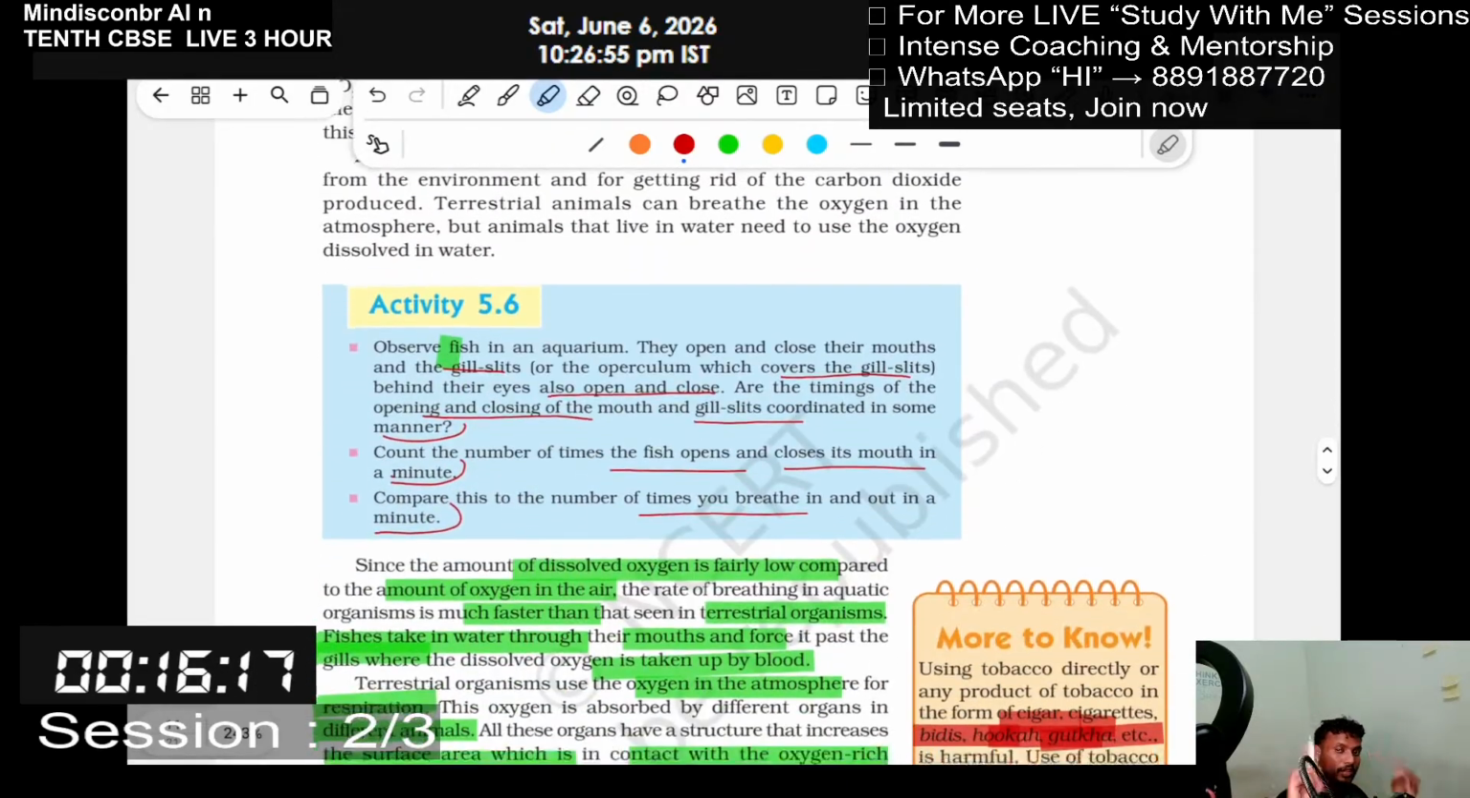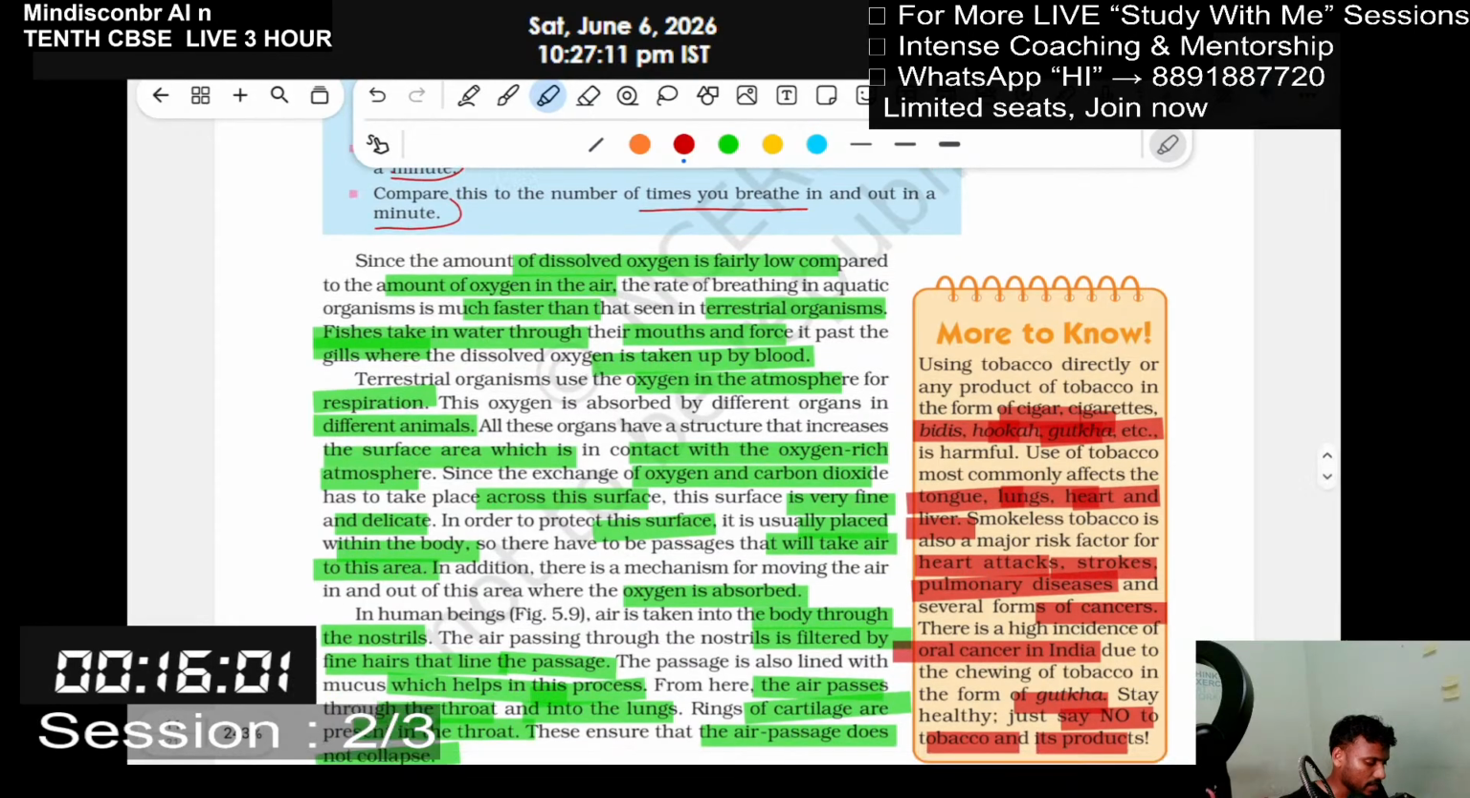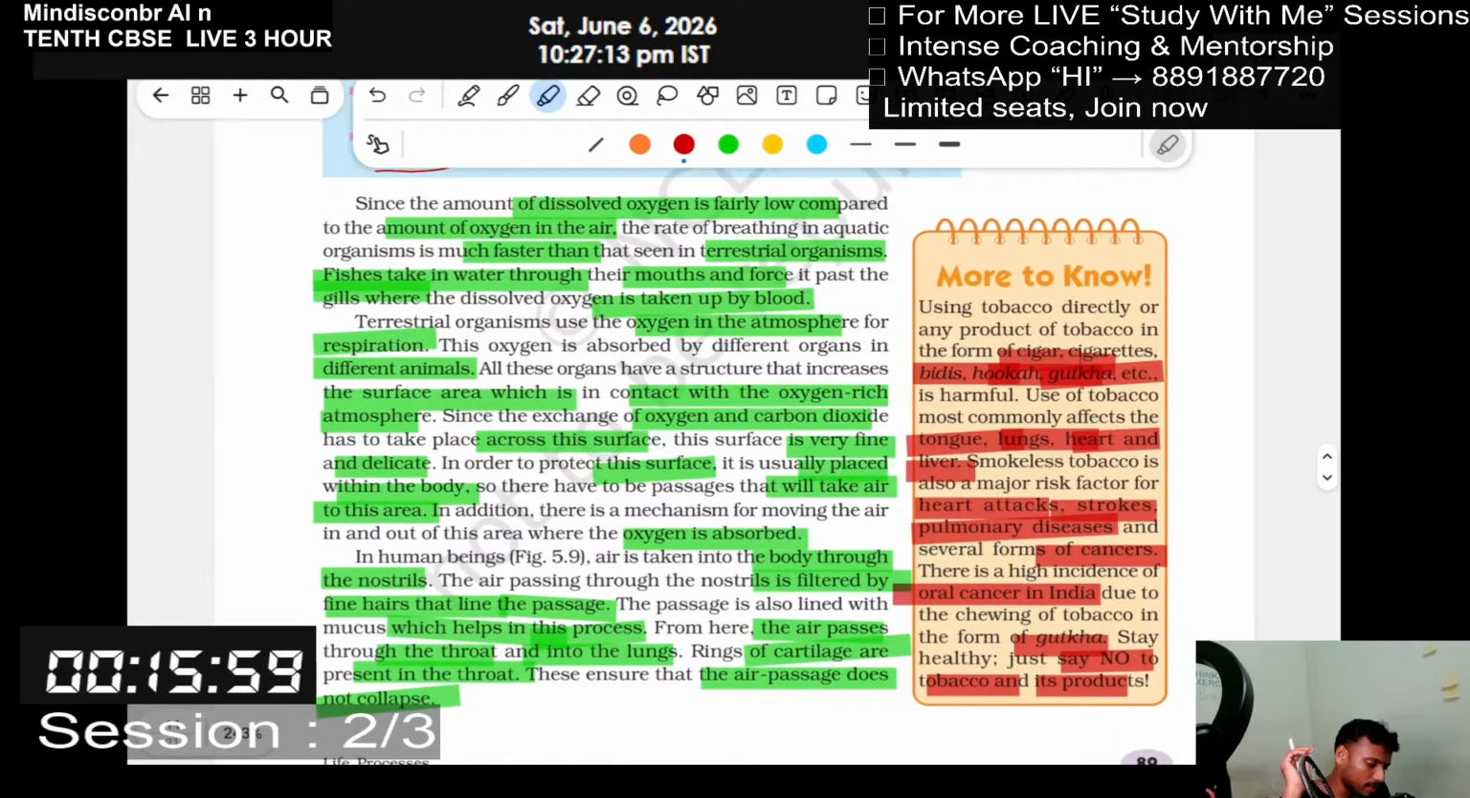So, never smoke. Smoking causes cancer. Smoking of cigarettes, beedis, hookah, gutka, all cause lung cancer. Affects the tongue, lungs, heart and liver. Cause heart attacks, strokes, pulmonary diseases and several forms of cancers. In India, the main cancer is oral cancer. So, say no to tobacco. No tobacco, not today.